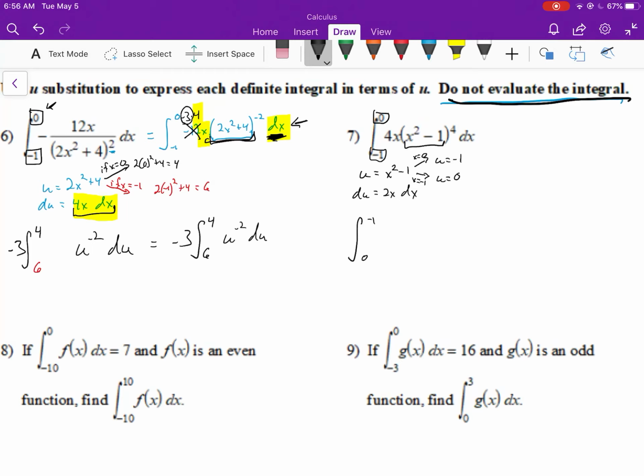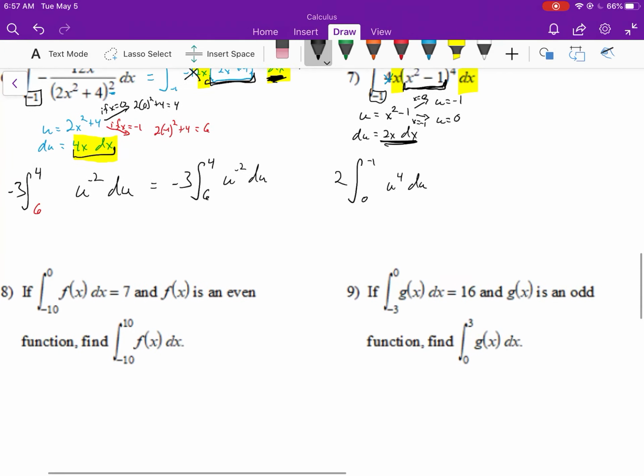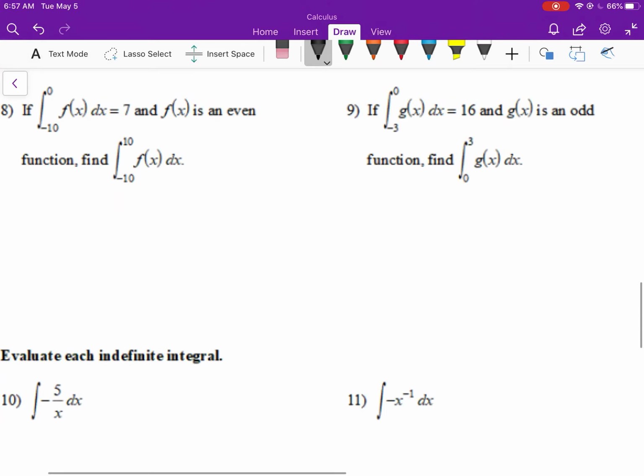And now we can do the rest of our substitution. We're going to have u to the 4th here. We see we have a 2x dx, so this 4 can be written as 2 times 2, so there's our 2x dx. And we can plug in du for that, and we're left with that 2. So there is our answer to number 7. We'll go ahead and move on to these next two.